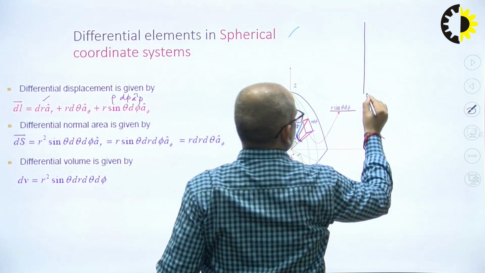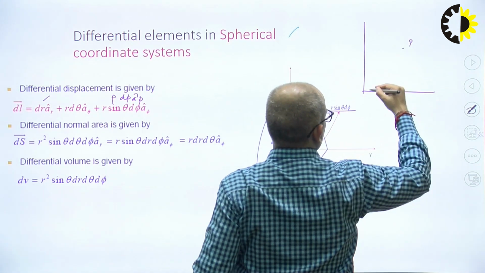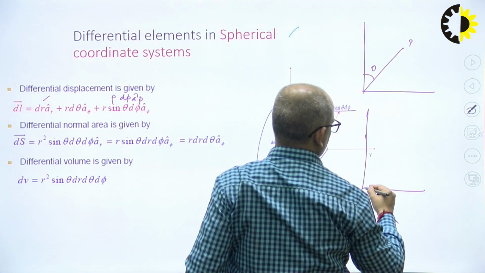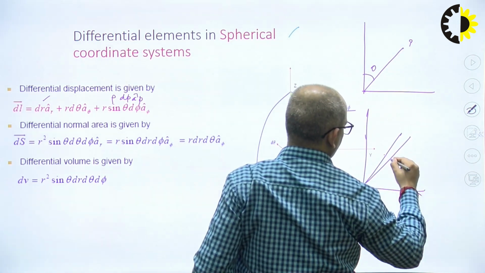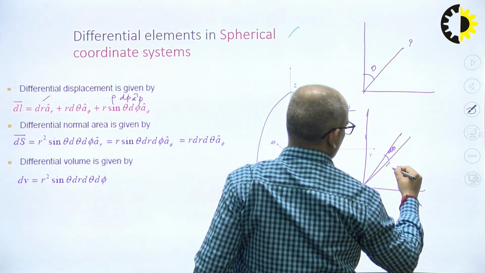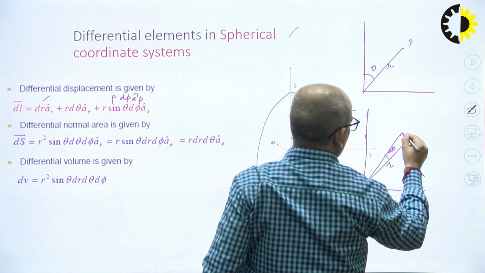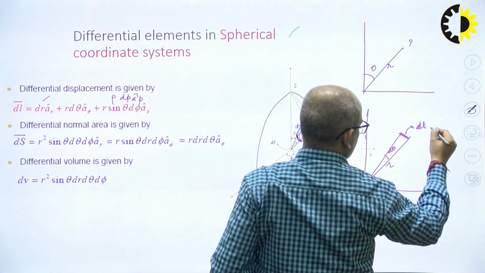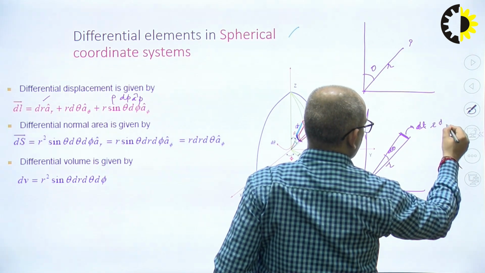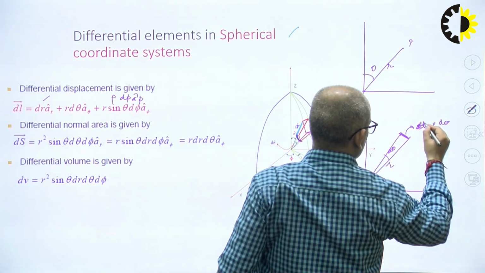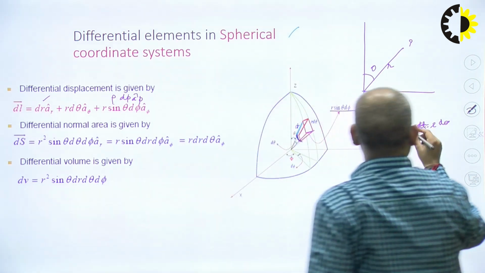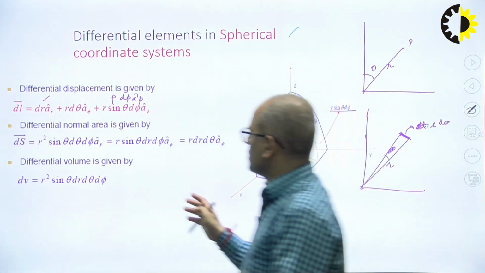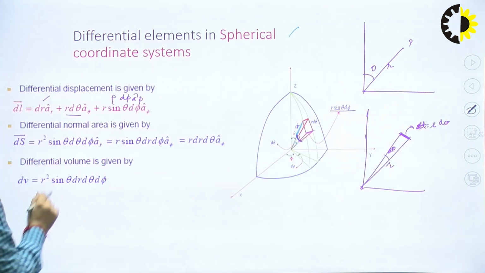What is r d theta? If this is point P and this is theta, the differential length for d theta, with this length being r, is r d theta. So this differential length is r d theta a cap theta.